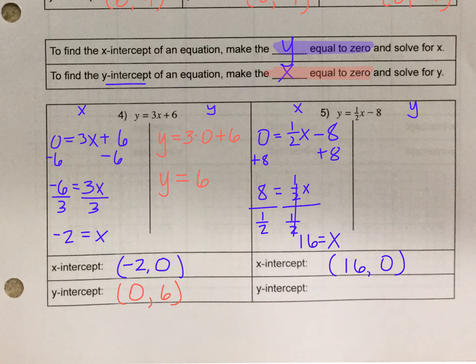Let's do the same for the y. I'm just going to write the problem first. y equals 1 over 2 x minus 8. Instead of an x, I'm going to write times, because it's being multiplied, 0. y equals 1/2 times 0 is 0, minus 8. 0 minus 8 is negative 8. 0, negative 8.